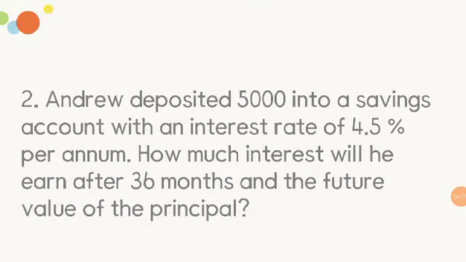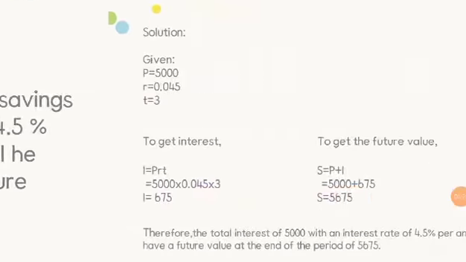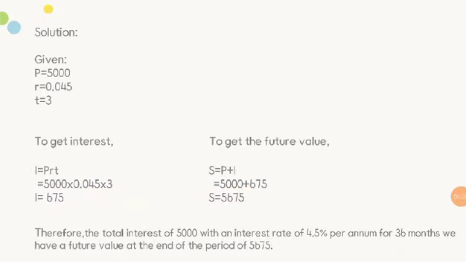Next problem, Andrew deposited 5,000 into a savings account with an interest rate of 4.5% per annum. How much interest will he earn after 36 months, and what is the future value of the principal? In this problem, the given principal is 5,000, rate is 4.5% or in decimal it is equivalent to 0.045, and the time is 3 years. Why 3? Because 36 months is equivalent to 3 years.